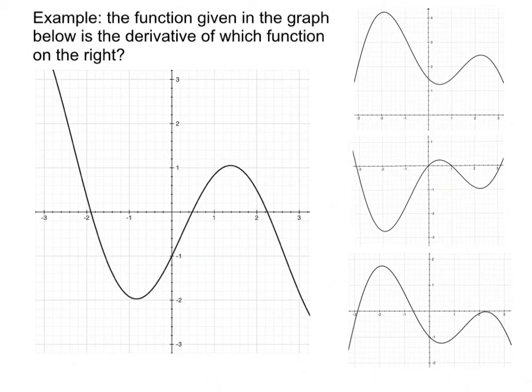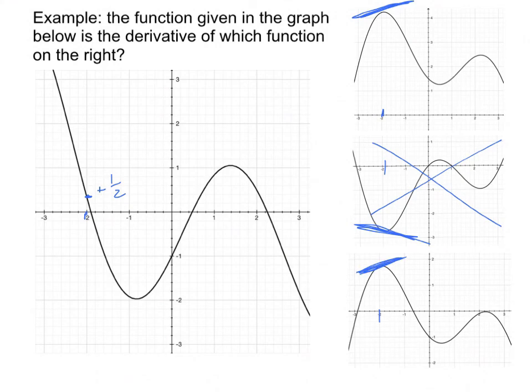So my thought here is, okay, let's take a value, right? Let's say at -2, the value of the derivative is, let's say, positive a half. So that means at -2, I should have a slope of positive a half. Sure enough, that tangent slope seems to be about positive a half. For this one at -2, the slope actually seems to be like negative a half, which means this one's out. And for this one at -2, this one also seems to be positive a half. So it seems like it could be either the top or the bottom function.